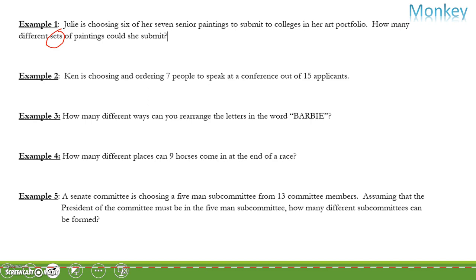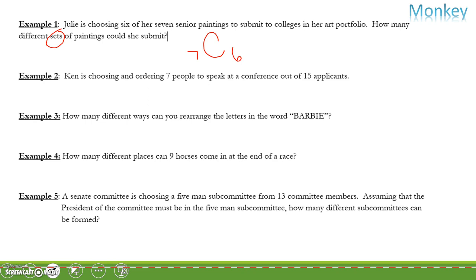You could also just put yourself in Julie's position. If you were submitting 6 out of your 7 paintings, would you care what order they're put in? No, the college would not care what order they're put in. So that means this is going to be a combination. Then you pick the larger of the 2 numbers, so she has 7 paintings to choose from, and she's choosing 6 of them.